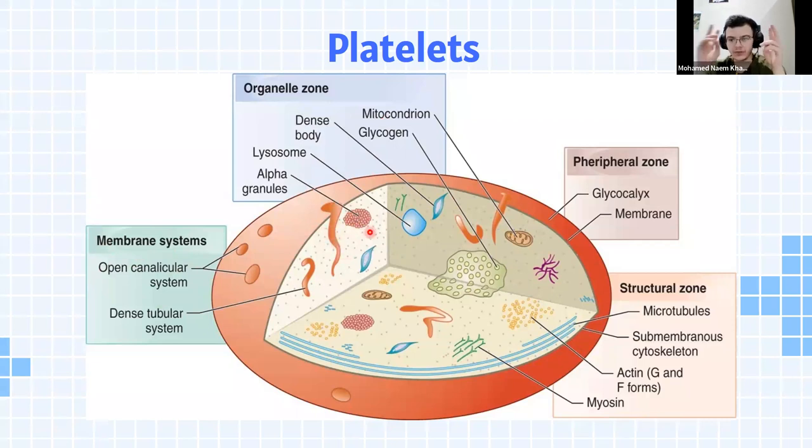So what happens here when there's aggregation, basically damage to the endothelium? Remember, damage to the endothelium. The endothelium produces thrombotic factors. So this thrombotic factor goes and acts on the platelet, and the alpha granules release their aggregation factors and their clotting factors. They release them into the open canalicular system so they can get out of the platelet and attract more platelets to come in and bind to each other. Okay, clear? What is the open canalicular system? It's basically an opening for the clotting factors to go outside of the platelet to attract more platelets to come in.